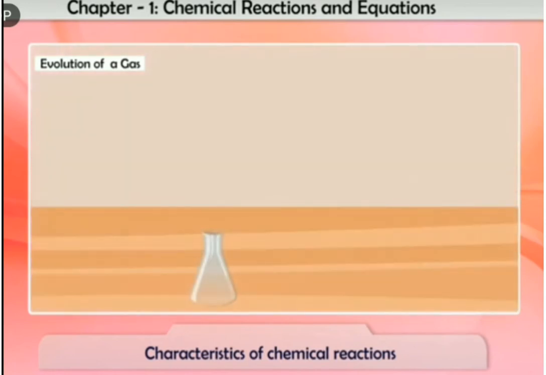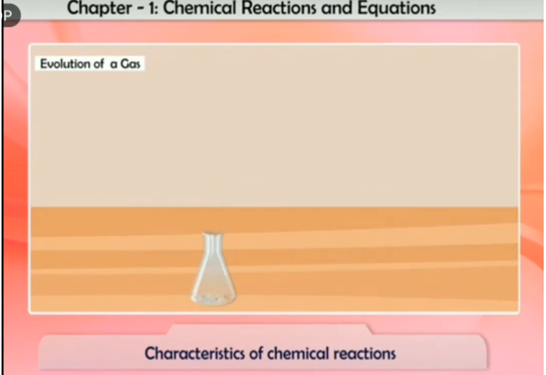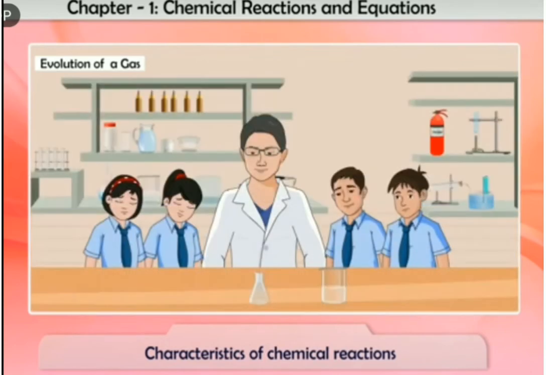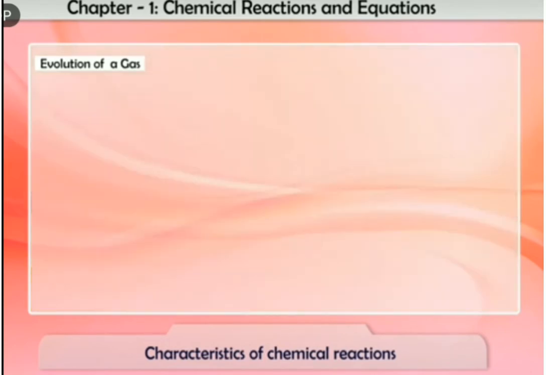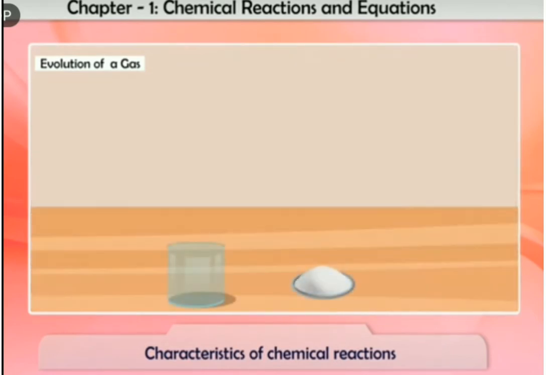1. When zinc granules react with dilute sulfuric acid, bubbles of hydrogen gas are produced. 2. When dilute hydrochloric acid is poured over sodium carbonate in a beaker, carbon dioxide gas is evolved.